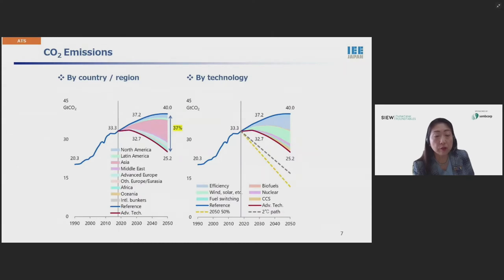The world CO2 emissions peak around 2025 and will be lower than the reference scenario by 37% as of 2050. If you look at the right, decarbonization of the energy mix is a primary reason for the emissions reduction, as well as energy efficiency gain. Next.